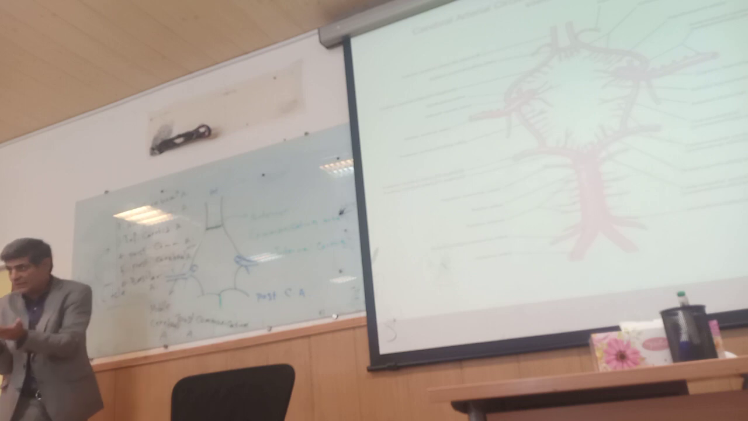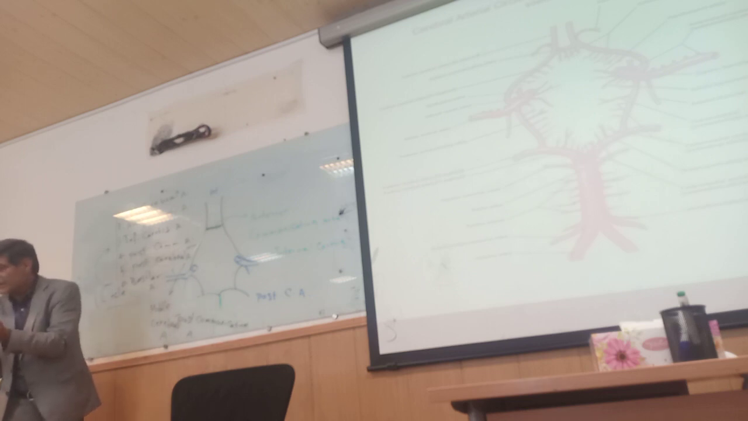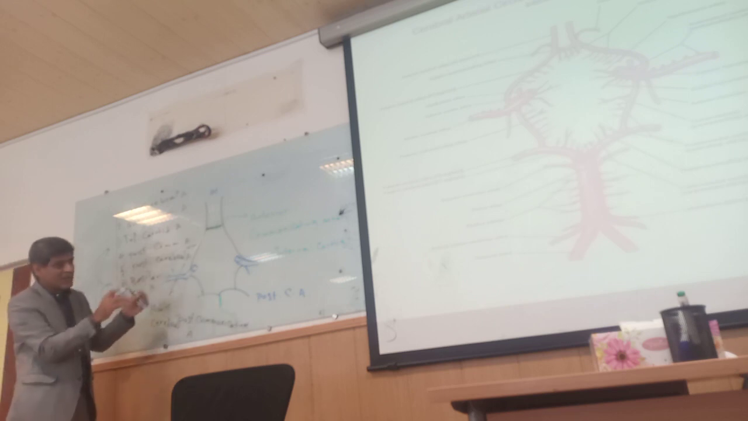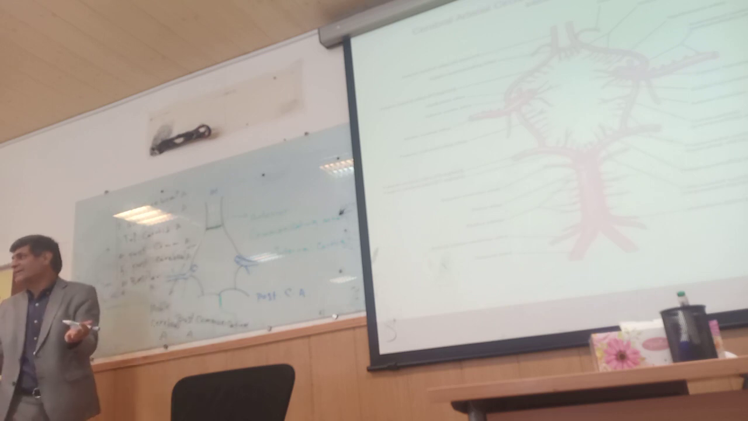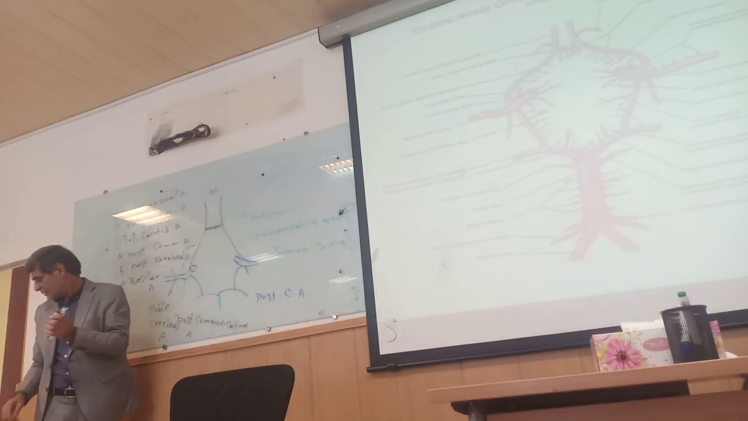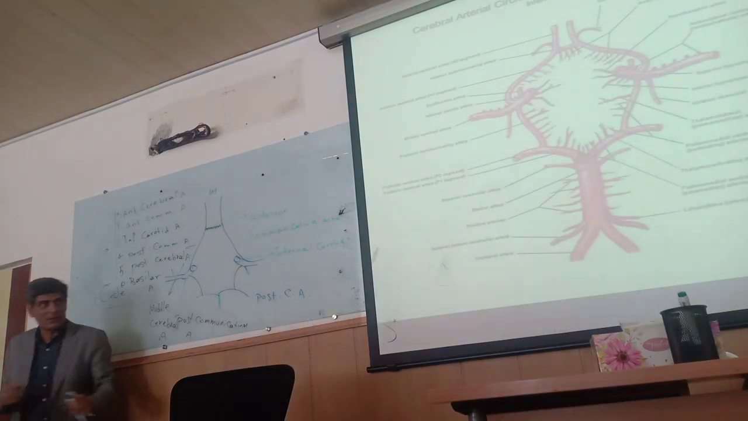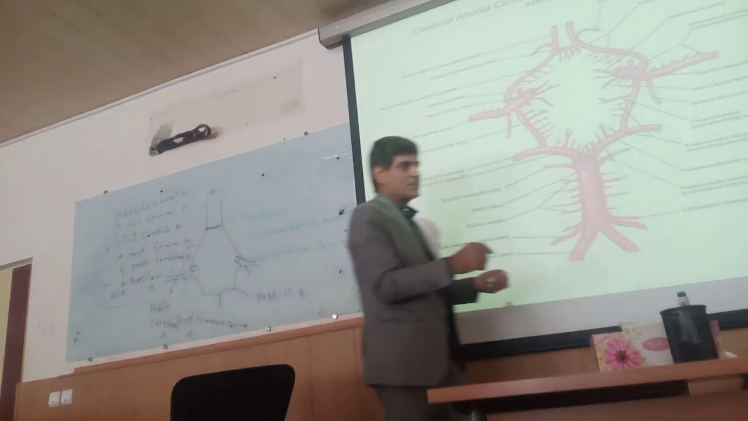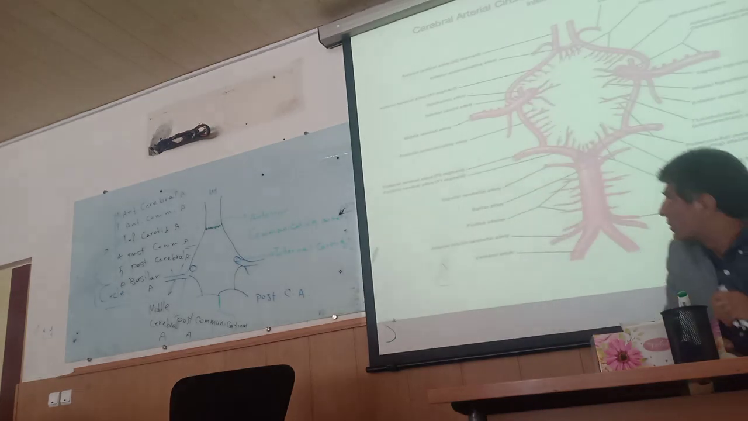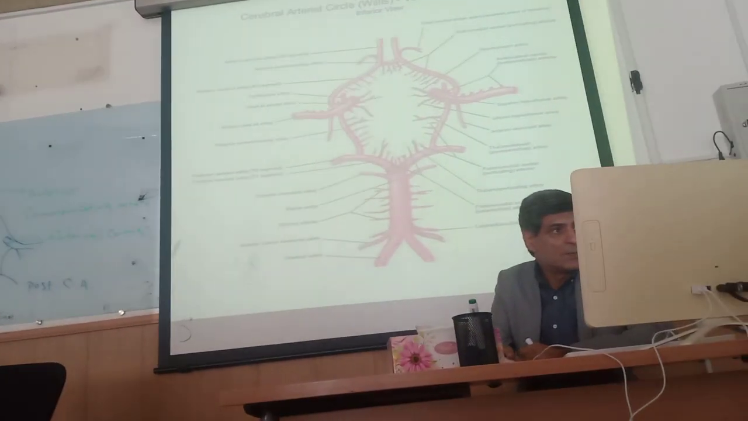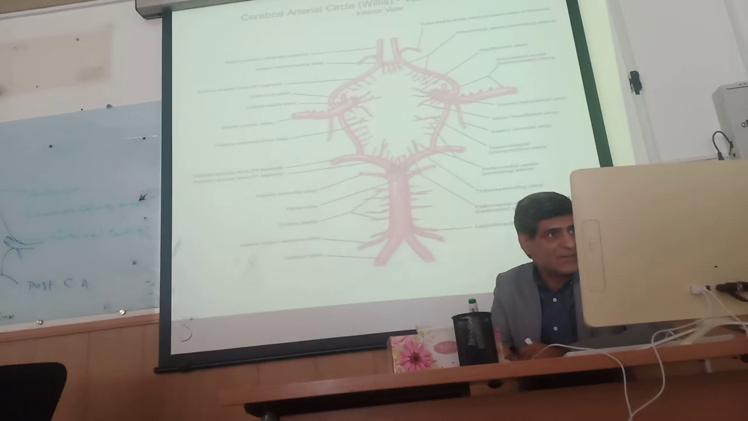Formation of the circle, situated on the inferior surface of the brain. All of these branches supply blood to the brain. Very important. This is a very important circuit of the brain. Cerebral arterial circle, vessels dissected out.